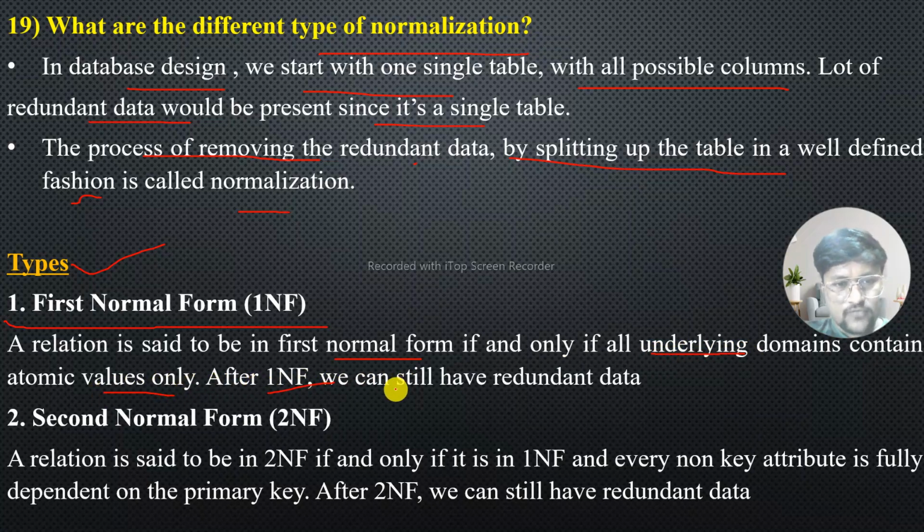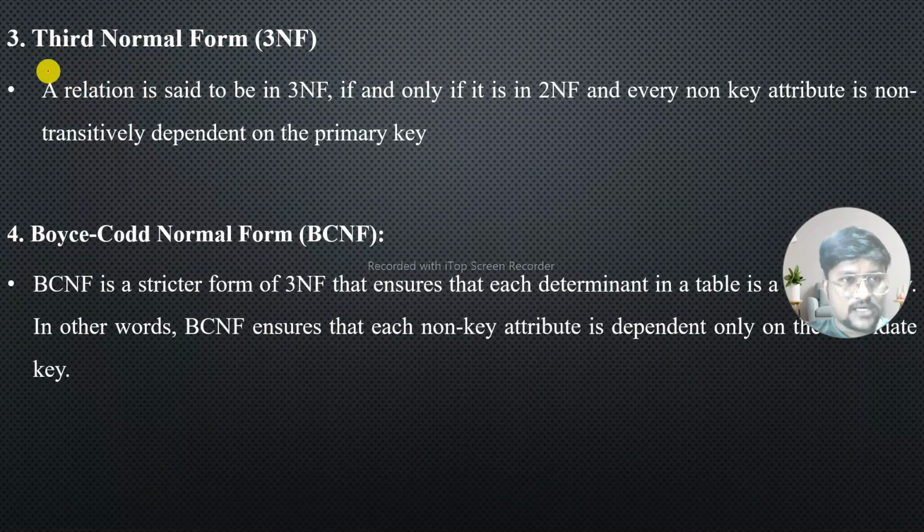So after 1NF we can still have redundant data. Second normal form. A relation is said to be in 2NF if and only if it is in 1NF and every non-key attribute is fully dependent on the primary key. After 2NF, we can still have redundant data. Then we have third normal form, that is 3NF. A relation is said to be in 3NF if and only if it is in 2NF and every non-key attribute is non-transitively dependent on the primary key.